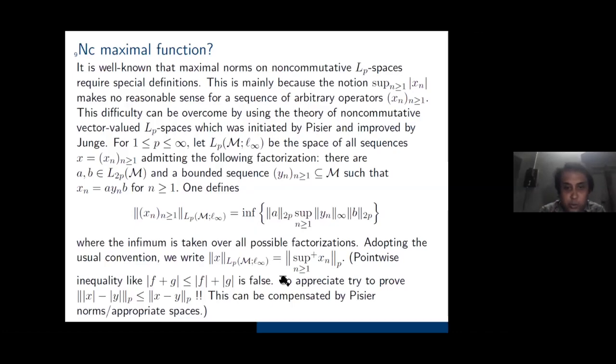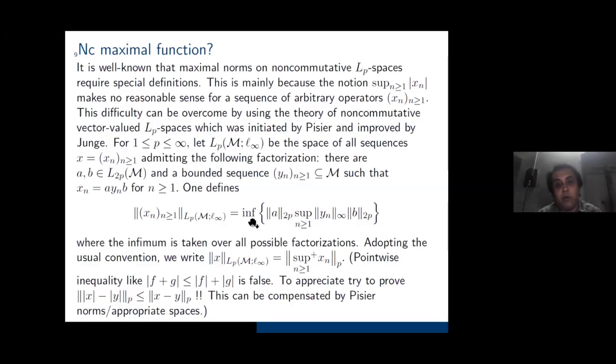I want to show you one thing which is false in non-commutative LP spaces. A pointwise inequality like this: mod of A plus G is less than or equal to mod A plus mod G. This is not true for operators. But this type of inequality we always use in analysis, if you do analysis on LP space, Fourier analysis or whatever. To appreciate the difficulty, you can try to prove this inequality: the norm of mod x minus mod y is less than or equal to the norm of x minus y. This is just one line, the triangle inequality, in commutative LP space. But it is difficult in non-commutative LP space, and it is not even true for p equal to one. If you take certain p classes, infinite dimensional, then this is not true, and for other p it is also not true, only true with a constant Cp. So things get difficult, and you cannot use pointwise inequalities.